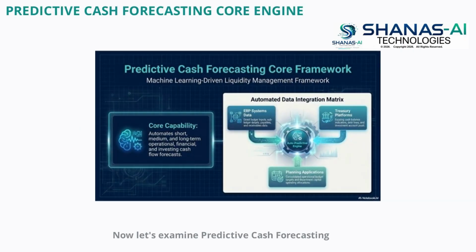Now let's examine predictive cash forecasting. This specialized machine learning engine unifies treasury data across the enterprise to automate short, medium, and long-term cash flow projections. The platform integrates ledger records from core ERP systems, cash positions from treasury management systems, and corporate spending goals from planning applications to build a unified view of organizational liquidity.